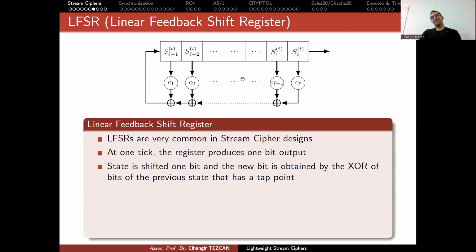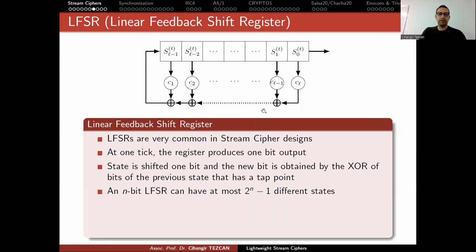Choosing those tap points actually affects the quality of your LFSR, but there's very nice mathematics behind it. You choose a minimal polynomial, which determines which places you are going to put a tap point. If you don't choose these tap points according to a minimal polynomial, then the output will have shorter periods. This is why I'm saying there's nice mathematics behind it.